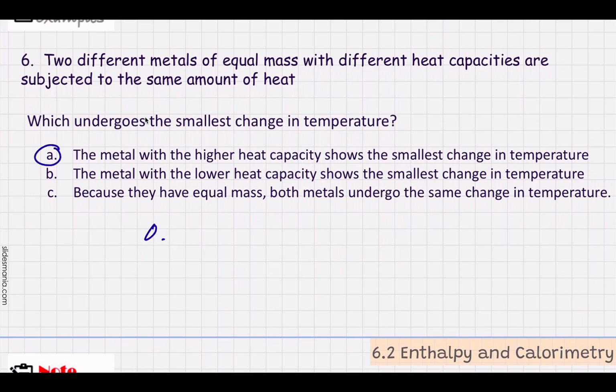So if something has a heat capacity of 0.5 versus something that is 0.1, this one takes more energy for it to take a gram of it and raise it a degree Celsius. So it's not going to heat up as quickly, assuming equal masses and equal amounts of heat.